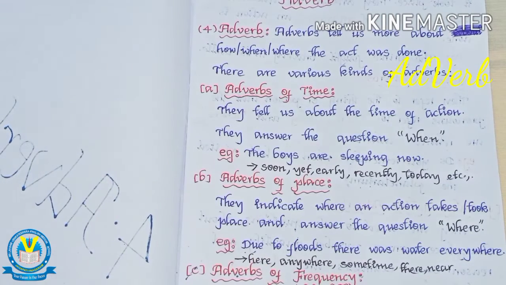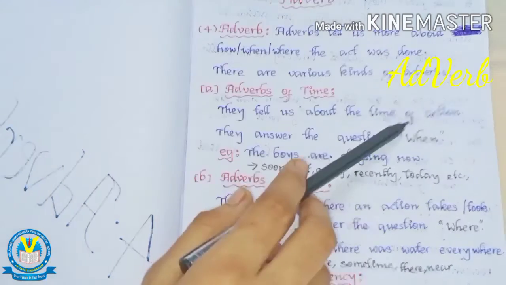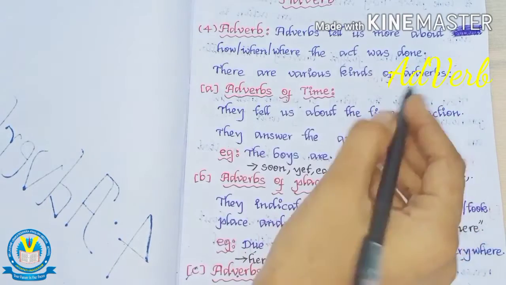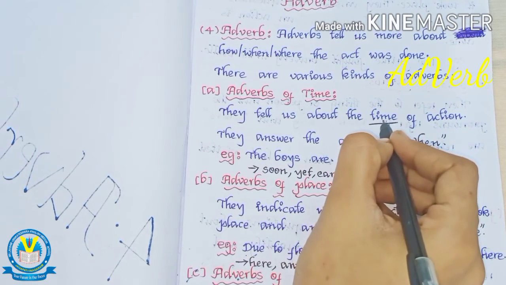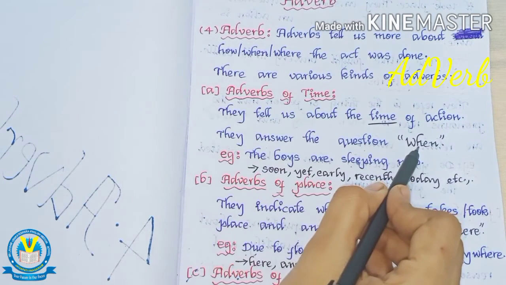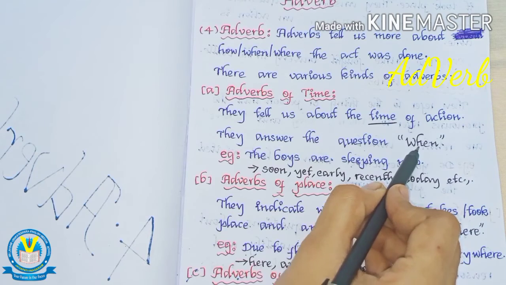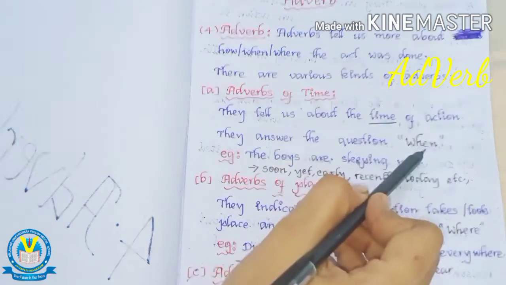What does it say? They tell us about the time of action. It indicates the time, and it discusses time. They answer the question when. For example, 7 o'clock, 9 o'clock, 10 p.m., 12 noon, these all say about when.